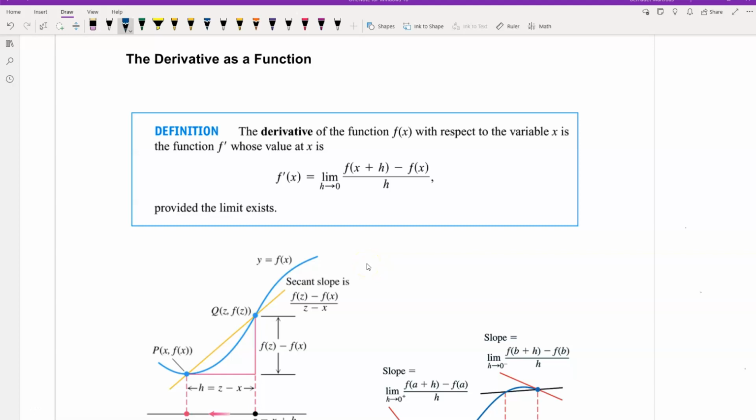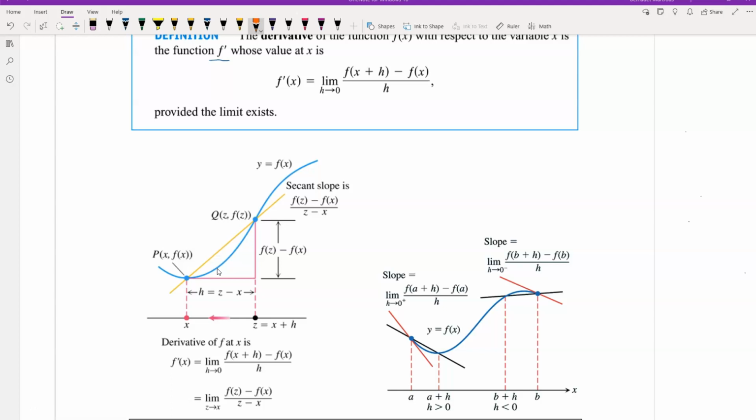The derivative as a function. The derivative of a function f of x with respect to the variable x is the function f prime, whose value at x is f prime of x equal to the limit as h approaches 0 of f of x plus h minus f of x, divided by h.